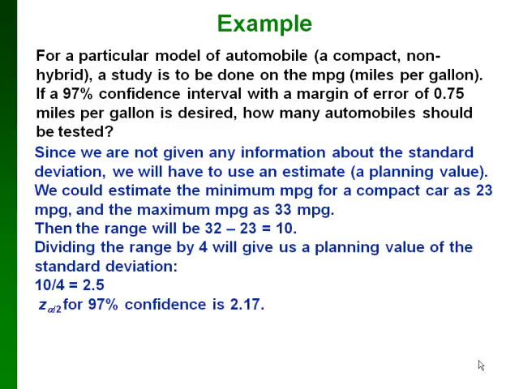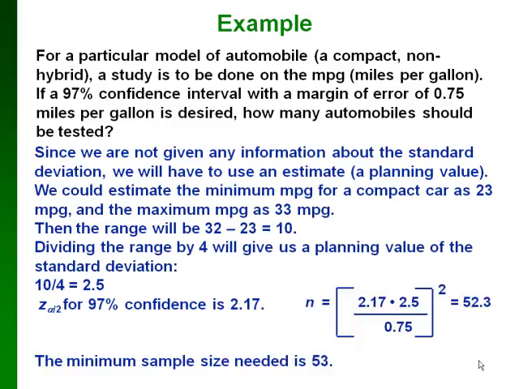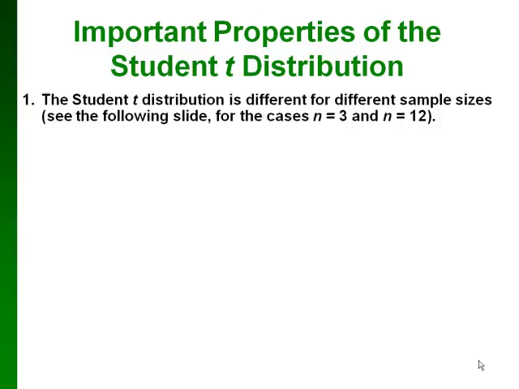Now we need our critical value. For 97% confidence level, that turns out to be 2.17. And if we plug those things into the formula, we end up with 52.3. Notice that in the formula we have our critical value, our planning value of our standard deviation, and the number in the denominator is the number that we want for the margin of error. When we get our value of 52.3, we have to round it up to the next largest integer, so it would be 53. Here are a couple things about the t-distribution, since we haven't looked at this before.